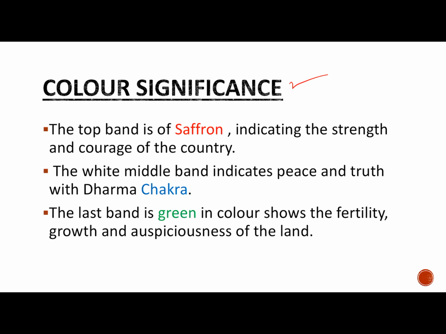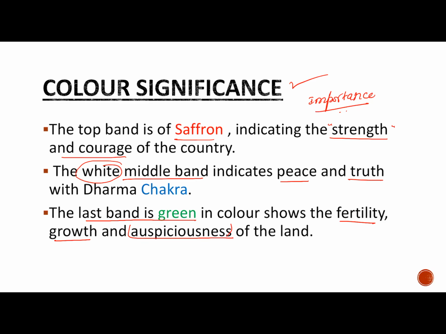The color significance is also very important. What is the importance of each color that has been used in the national flag? The saffron indicates the strength and courage of the country, whereas white in the middle band indicates peace and truth. The Dharma Chakra, which is in blue color, depicts growth. The last band explains the fertility, growth, and auspiciousness of the land. So it is very, very important which color depicts what.